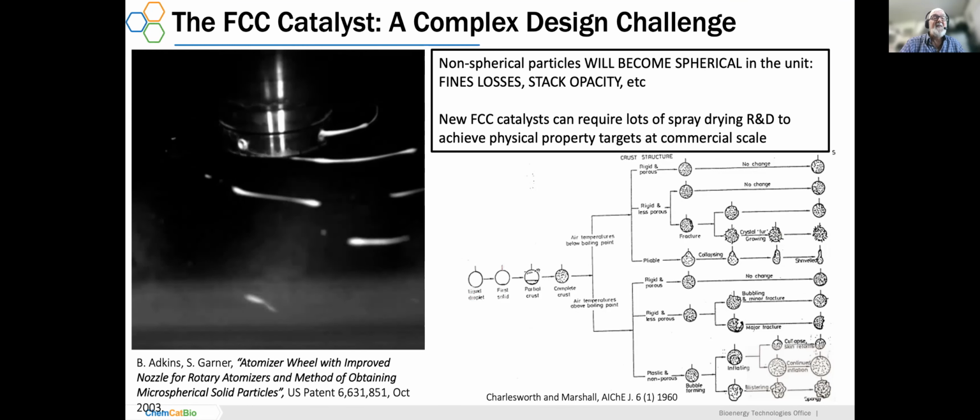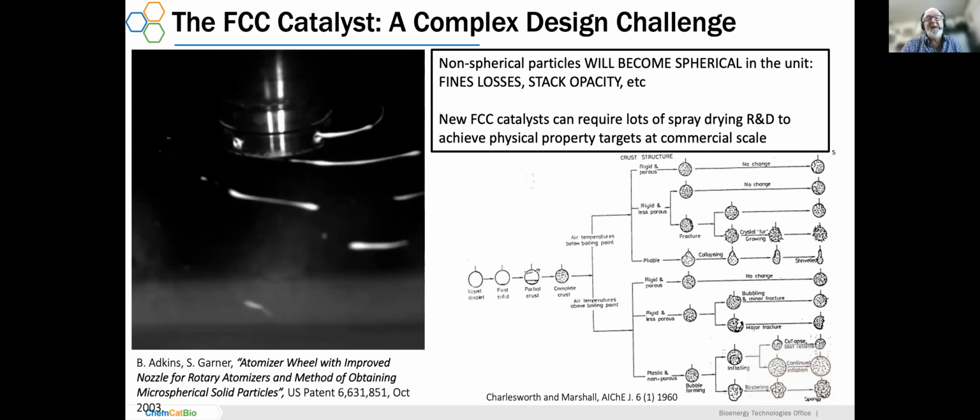Everything from viscoelasticity to thixotropy to Bingham fluids, to you name it. It runs the gamut of rheology. And you can see how that would strongly affect the formation of primary droplets, secondary droplets, ligament stretching, all kinds of things that can affect particle shape and particle integrity.